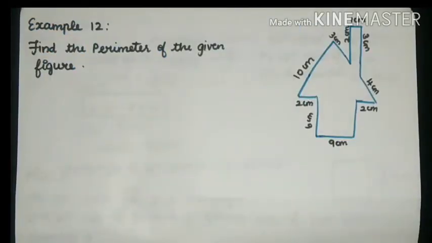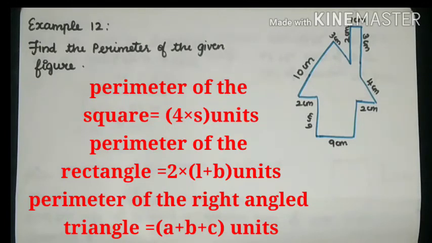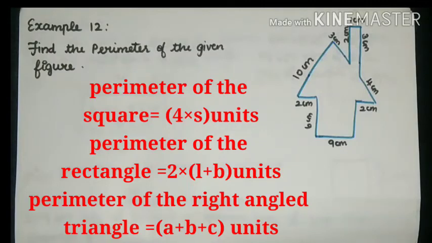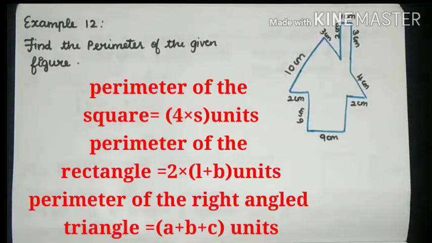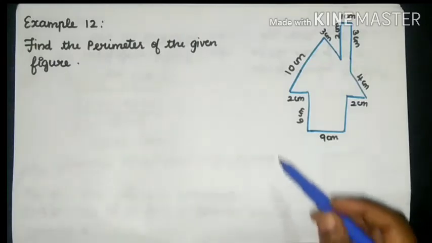Example 12. Find the perimeter of the given figure. Students, for example, in this question, if they are asking to find the perimeter of the square, which formula do we have to use? Yes, 4 into side units. If they are asking to find the perimeter of the rectangle, yes, 2 into L plus B. To find the perimeter of the right angle triangle, yes, A plus B plus C. But here it is a combined shape.